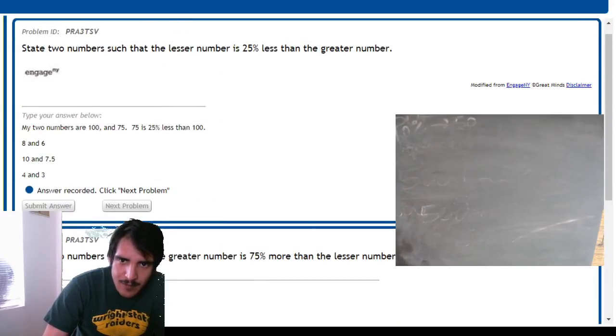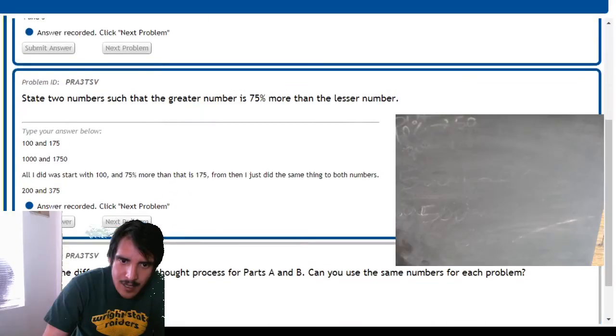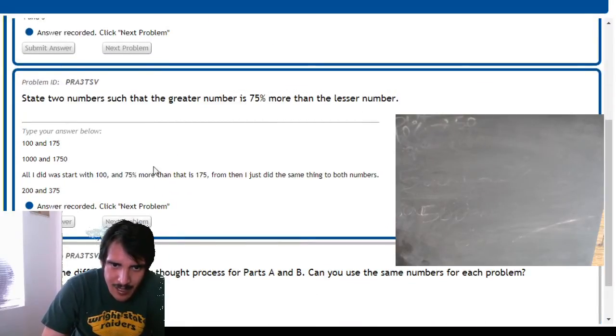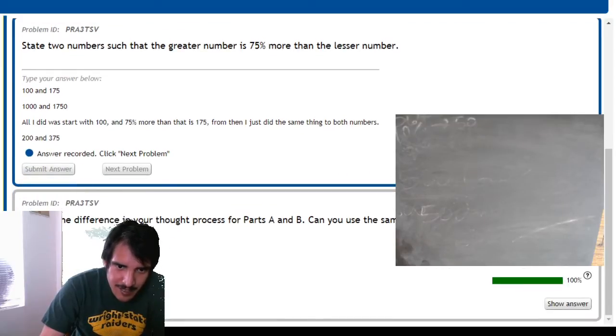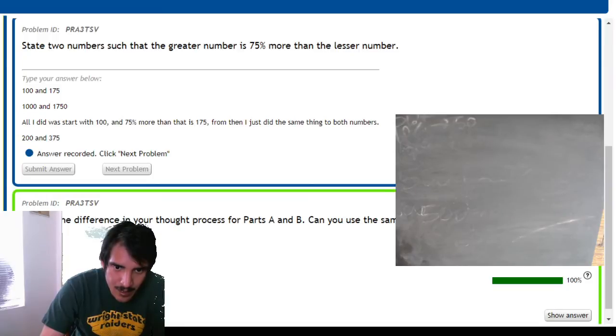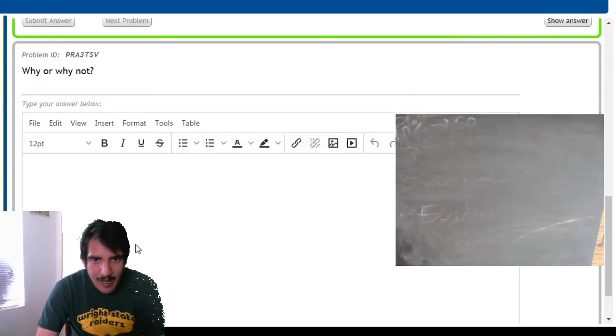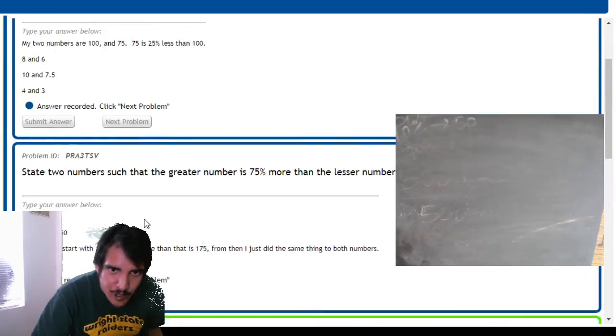No, because I think... Because one of them is 75% more. And like, if I take 75% of 175, that would not get me 100. Can you use the same numbers for each problem? No. Why or why not? That's a really good question, actually.